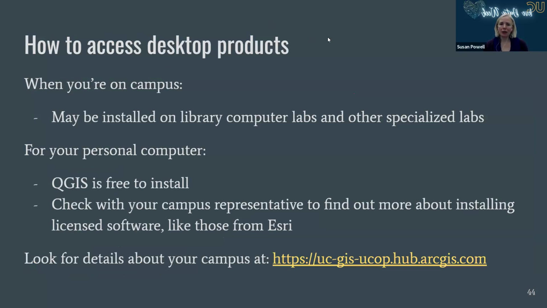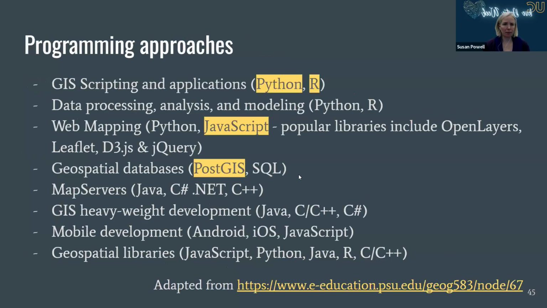So to access the desktop products, you can probably find some installed in local computer labs, in libraries or other specialized labs, and you can install them on your personal computer. QGIS is a free download, so it's more straightforward to install in some ways. And for downloading and installing Esri products, check with your local campus representative to find out about the details for that. And again, you can find out more details about your specific campus on this UC-GIS Hub page.